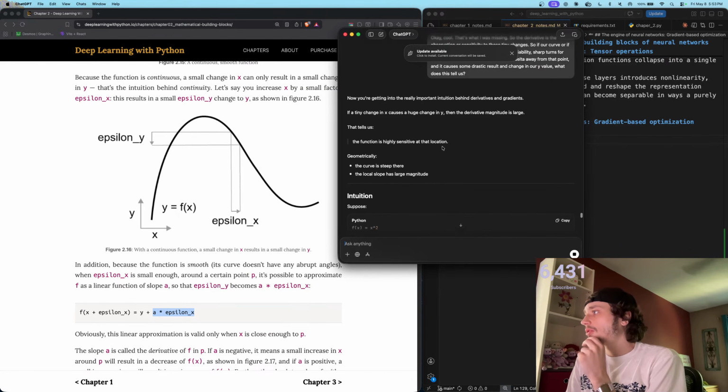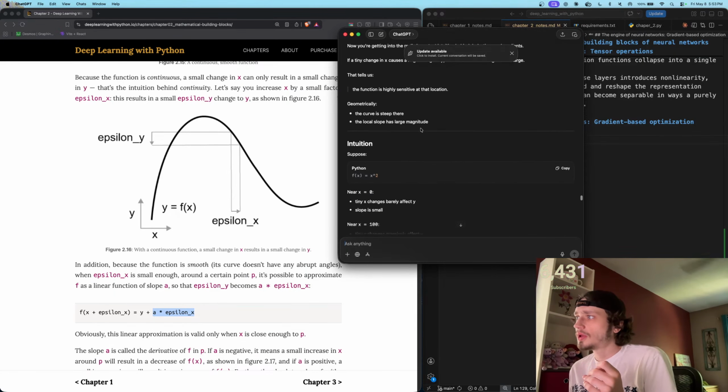Now you're getting into the really important intuition behind derivatives and gradients. If a tiny change in x causes a huge change in y, then the derivative magnitude is large. That tells us that the function is highly sensitive at that location. Geometrically, the curve is too steep there. The local slope has large magnitude.